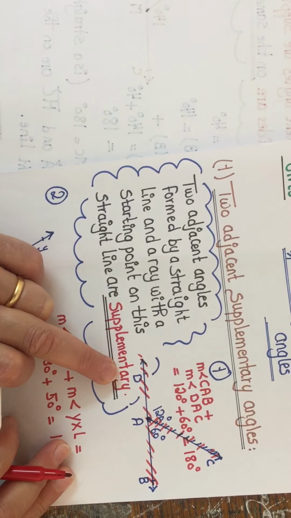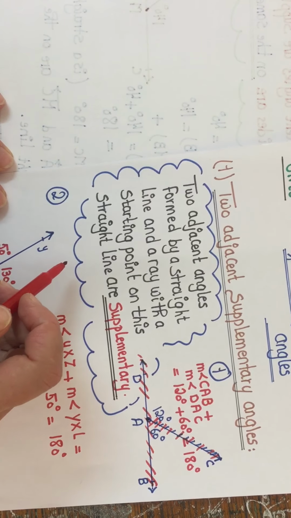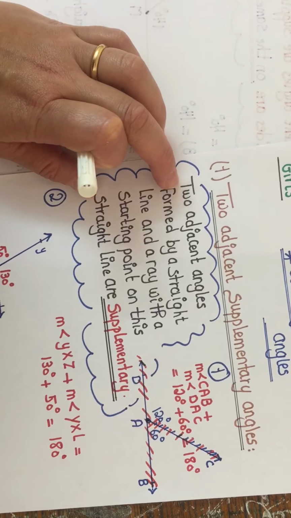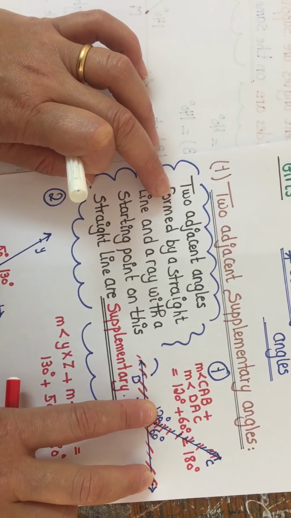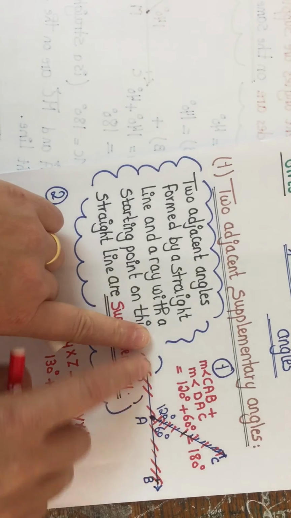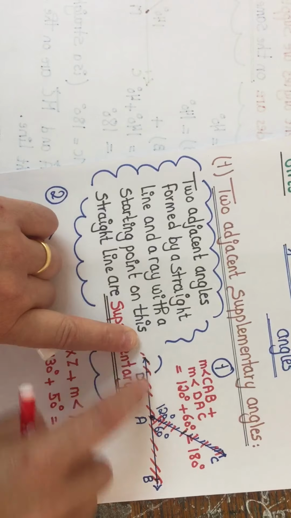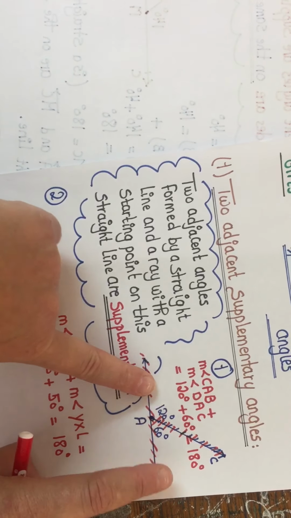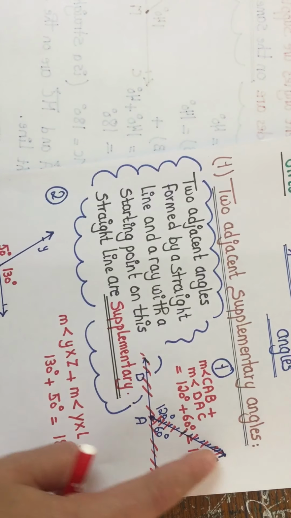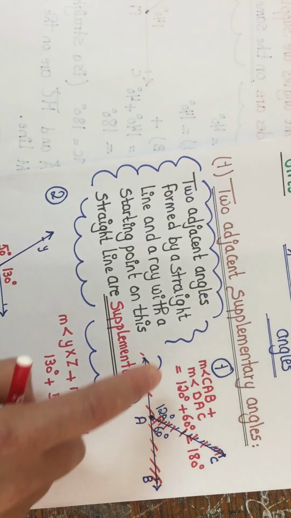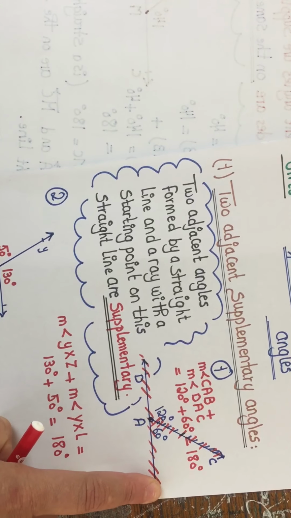Again, let's see the case again. The case is very important and it came in a complete form. Two adjacent angles formed. So whenever we have two adjacent angles formed by a straight line and a ray, and the starting point of this ray is on the straight line, this means these two angles are supplementary. So here, measure angle CAB plus measure angle DAC equals 120 plus 60, which means 180.